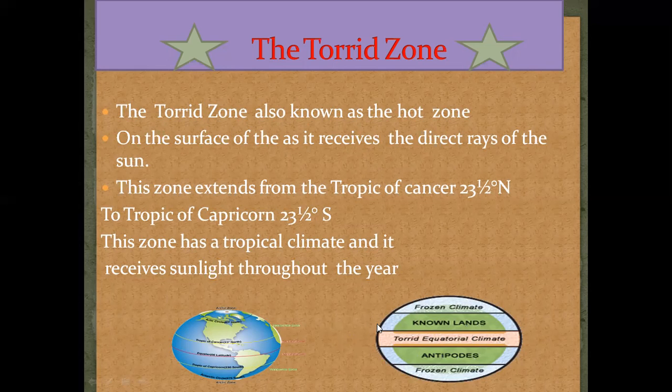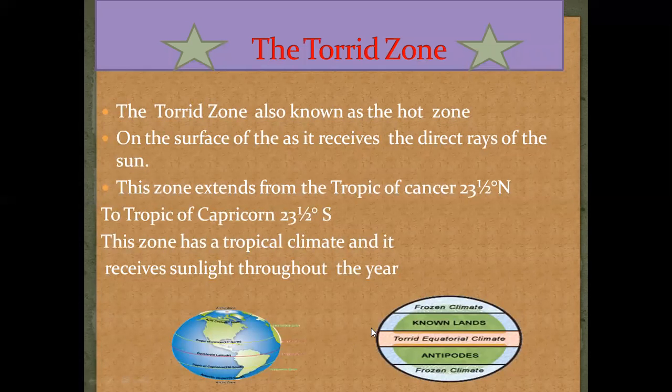This is the Tropic of Cancer, 23.5 north, and Tropic of Capricorn, 23.5 south. This zone has a tropical climate. Which zone has a tropical climate? The torrid zone has a tropical climate, with sunlight throughout the year.